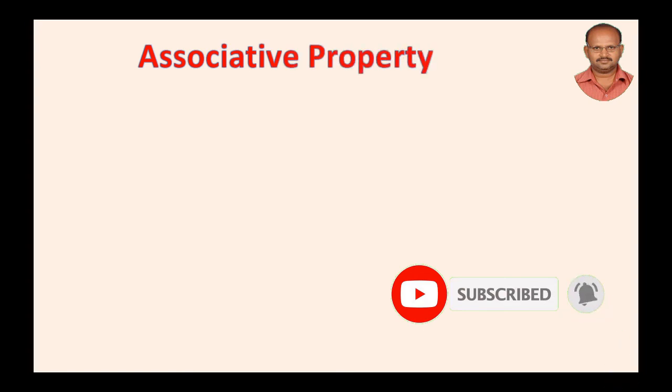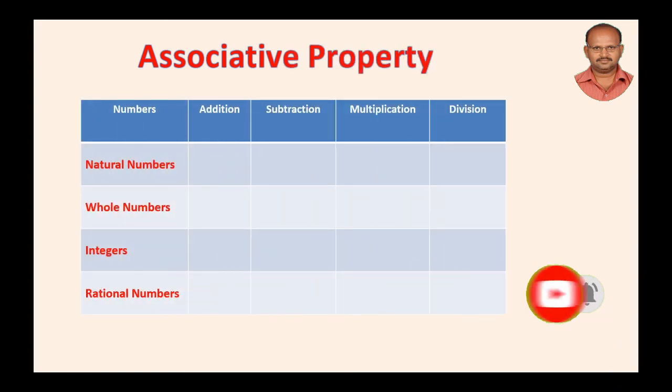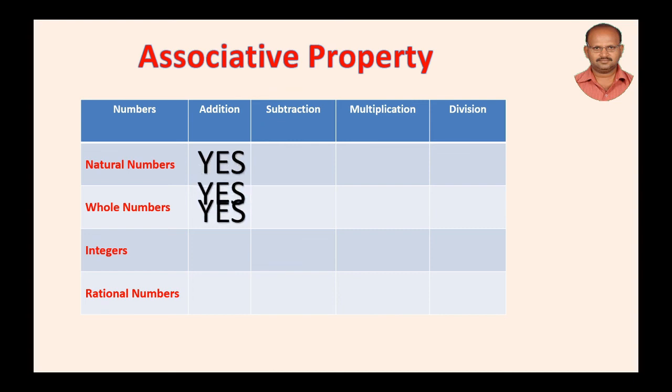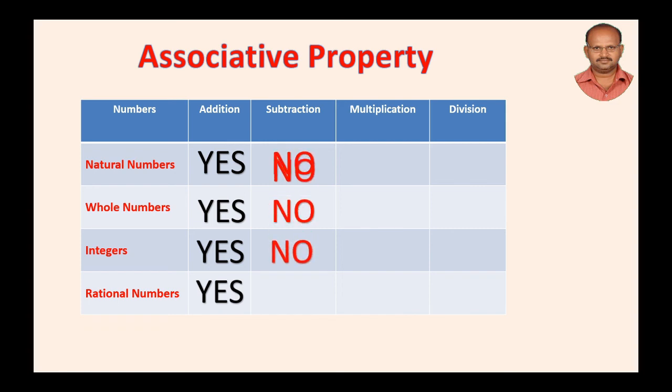Associative property for whole numbers, natural numbers, integers. Today we learn about rational numbers in addition, subtraction, multiplication and also division. In addition, all natural numbers, whole numbers, integers and rational numbers are associative. In subtraction, natural numbers, whole numbers are not associative, and also integers and rational numbers also not associative.